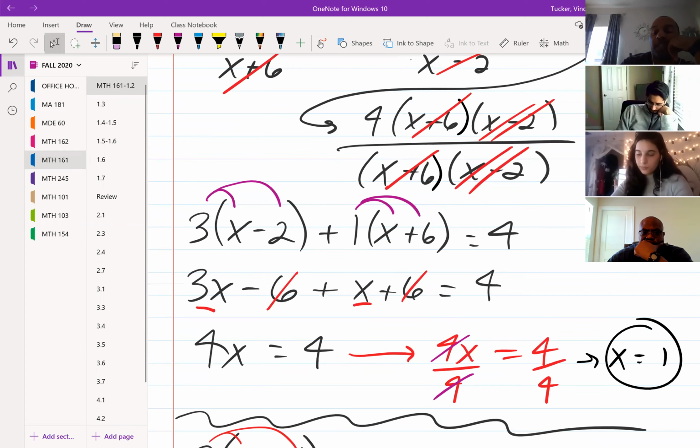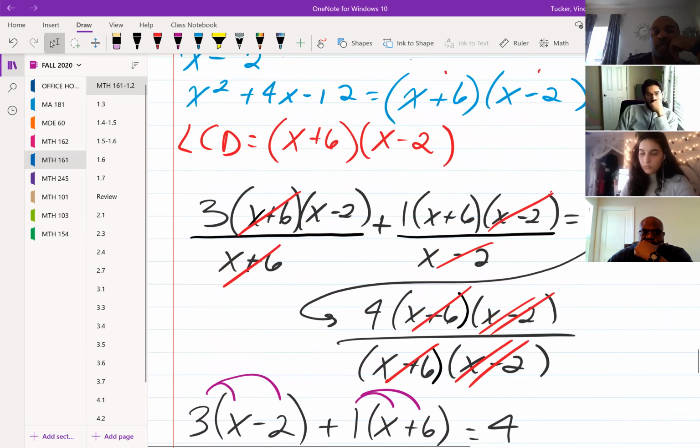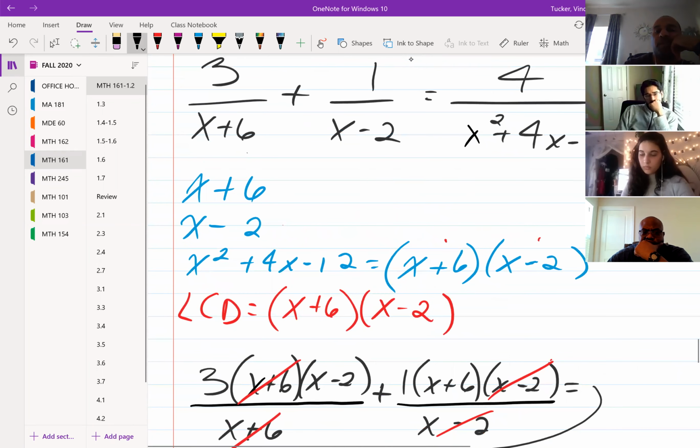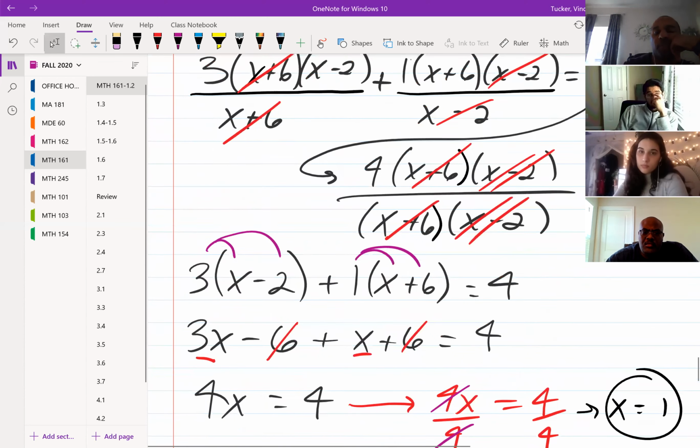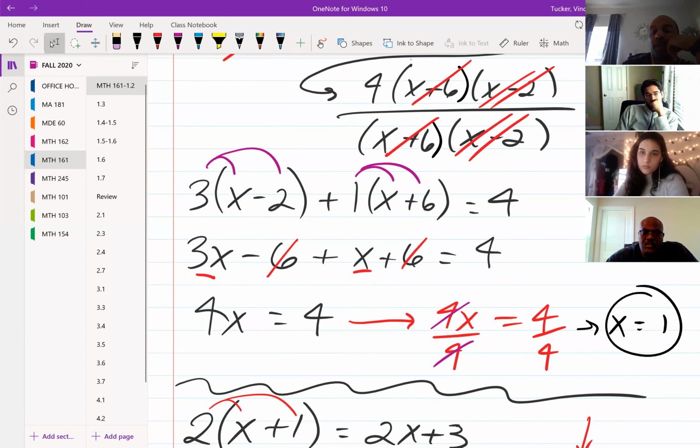And so going back to what I mentioned as far as checking is concerned, x equal to 1 would not produce 0 in your denominators. 1 plus 6 is 7, 1 plus negative 2 is negative 1, and same thing with the trinomial. But if you were to plug 1 into the whole thing, you should get a true statement.